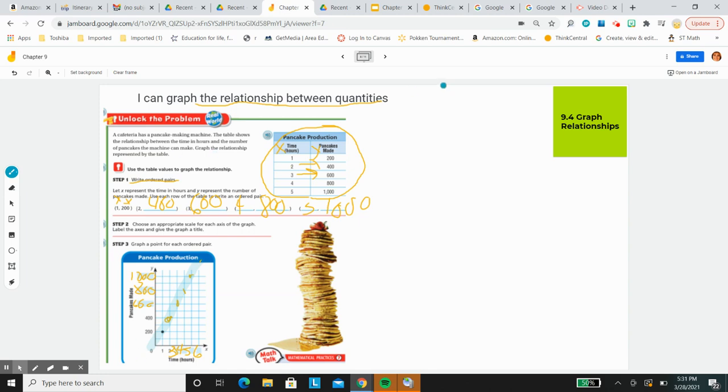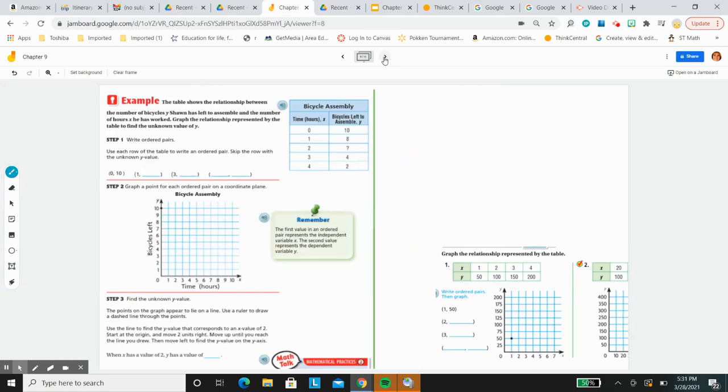All right, let's move on to the next problem because of time. This is on the next page, boys and girls. So I'm on page 512. All right, I'm going to read this question quickly. It says the number of bicycles Y Sean has left to assemble and the number of hours he has worked. Graph the relationship represented in the table to represent the unknown value of y.